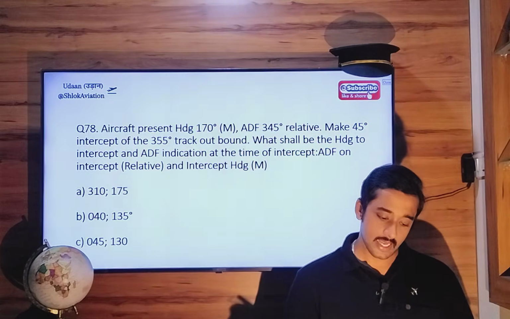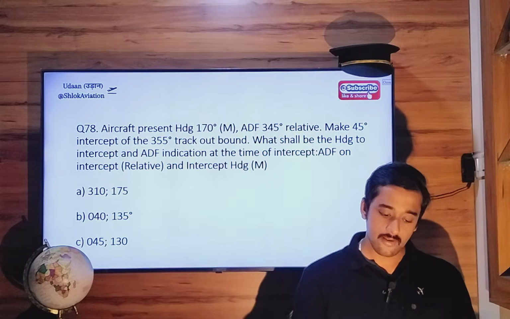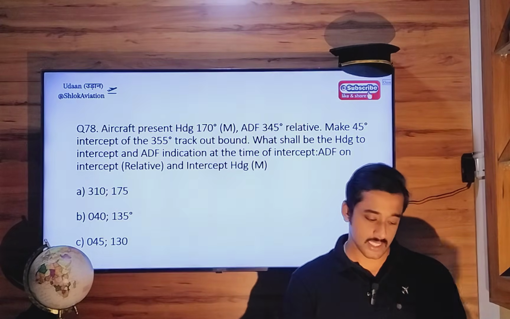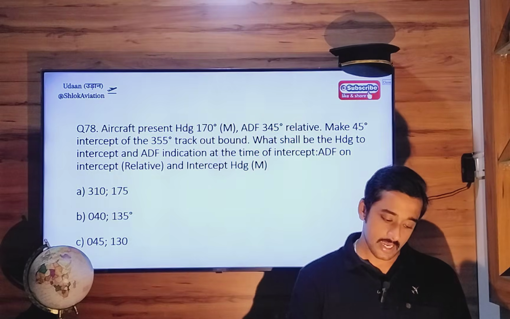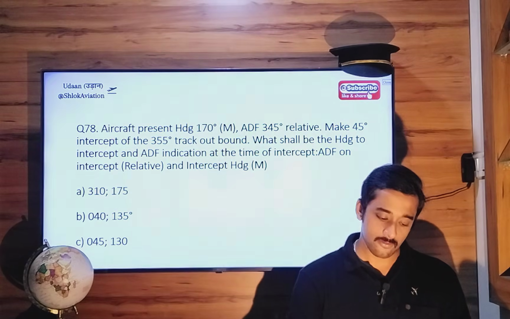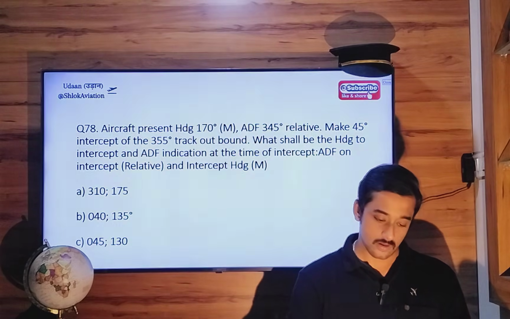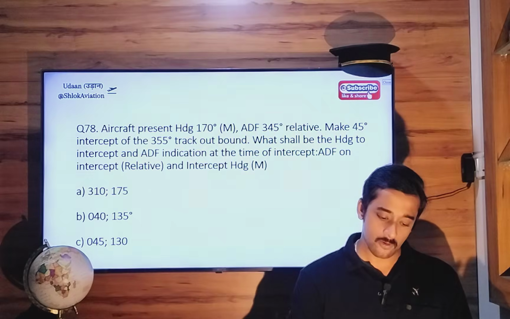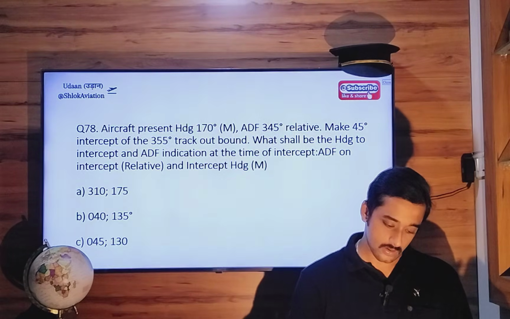78. Aircraft heading is given. ADF indication is 345 relative. So heading and relative bearing is given. Make a 45-degree intercept of 355-degree track outbound. What shall be the heading to intercept and ADF indication at the time of intercept? Okay.